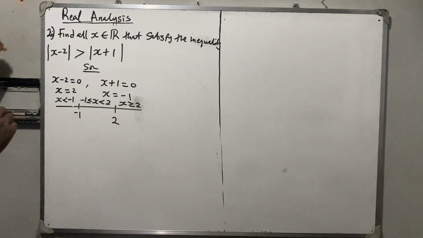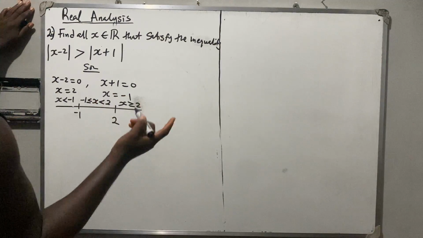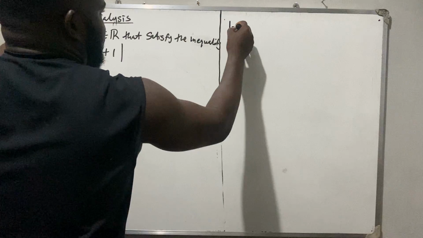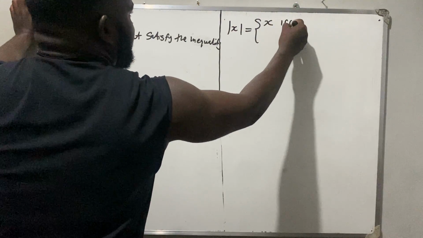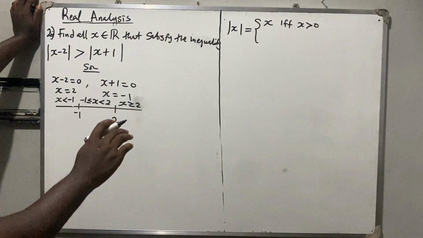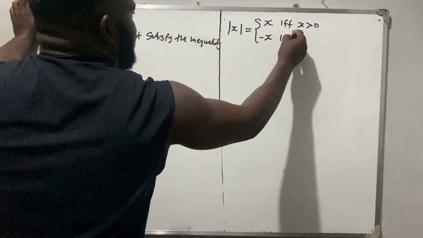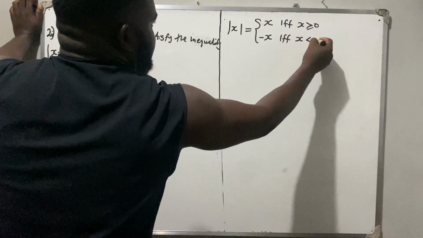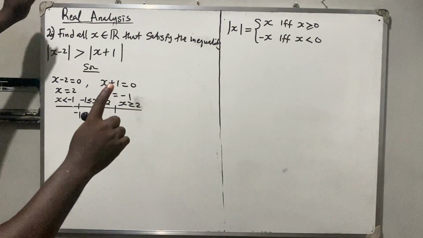So let's see case number 1. In fact, before we have case number 1 here, let us go back to the definition of absolute value. Remember, I told you that the absolute value of x is going to be itself if and only if x is positive. But it's going to be negative of itself if and only if x is less than 0. So what do I mean by this?